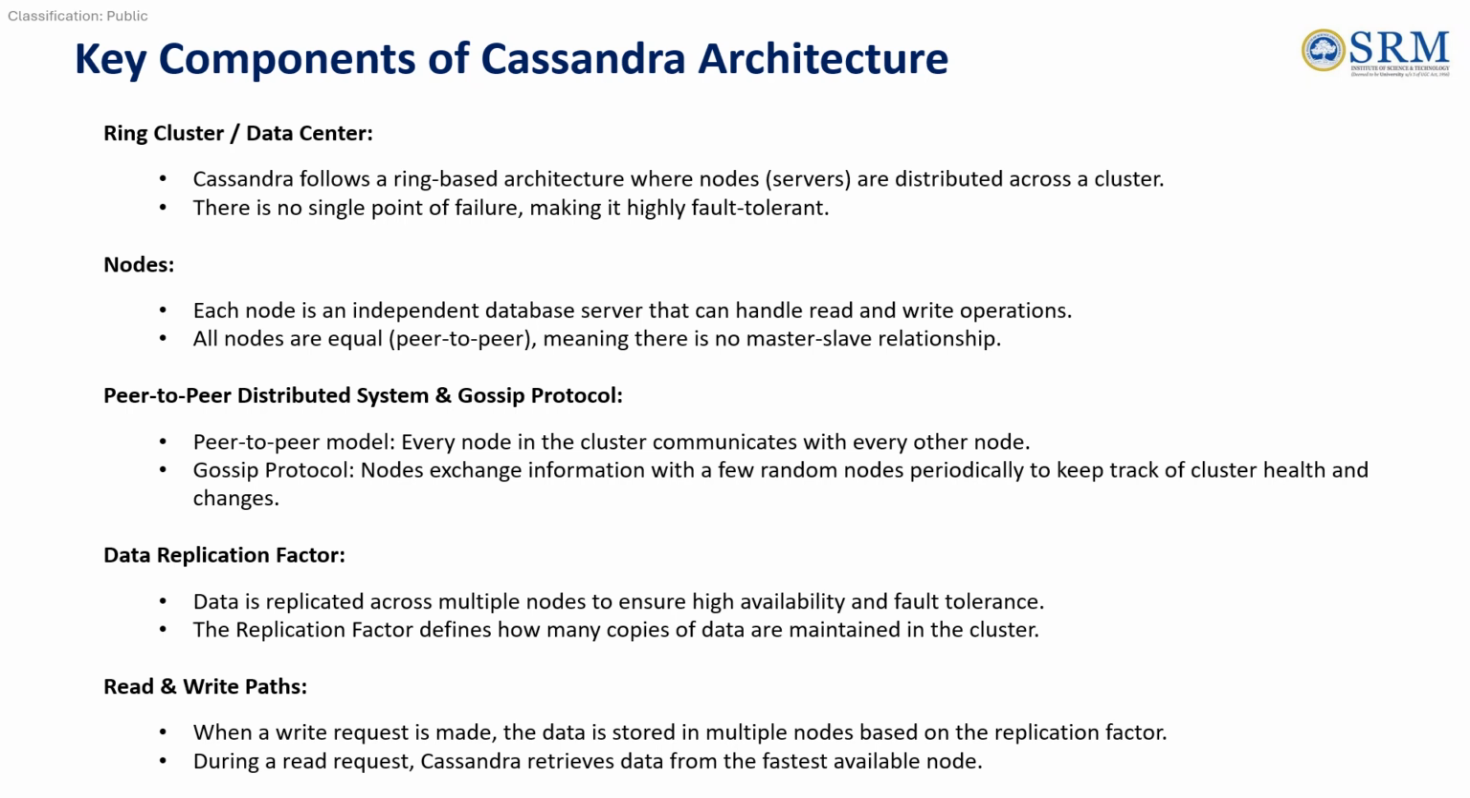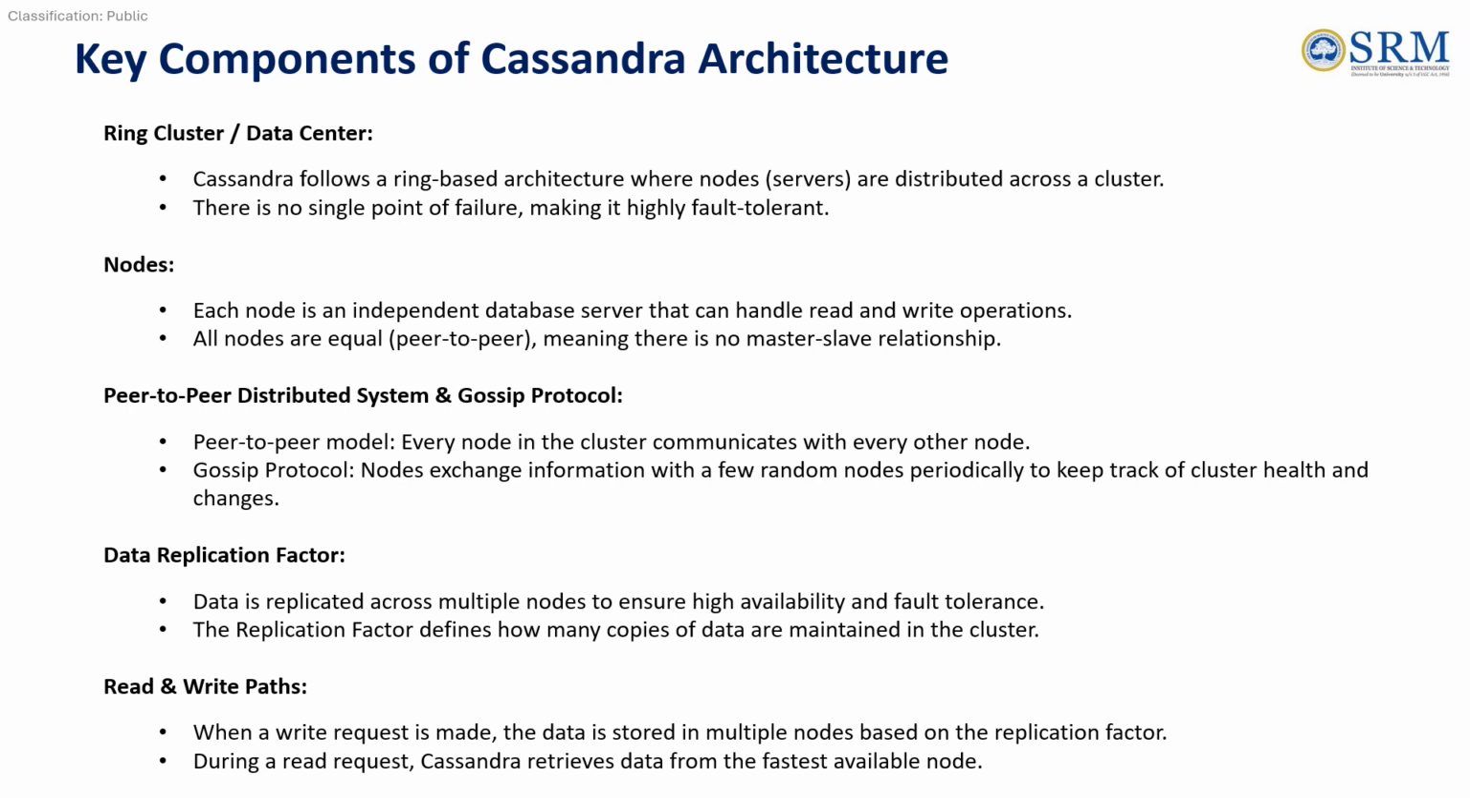To maintain coordination, Cassandra uses the gossip protocol. In this protocol, nodes periodically exchange status information with a few random nodes. This helps the cluster continuously stay updated about node health and system changes. Another important concept is the replication factor. Data in Cassandra is replicated across multiple nodes to ensure high availability and reliability. The replication factor determines how many copies of the same data are maintained in the cluster.